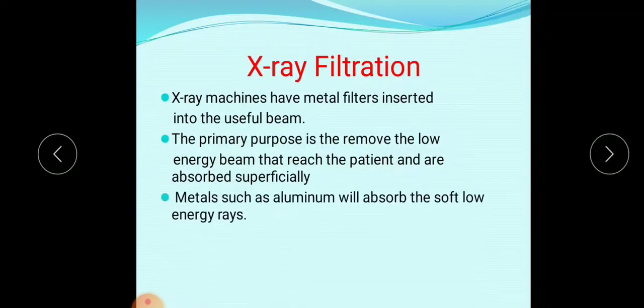Metals such as aluminum will absorb the soft, low energy rays, and this reduces the patient exposure.